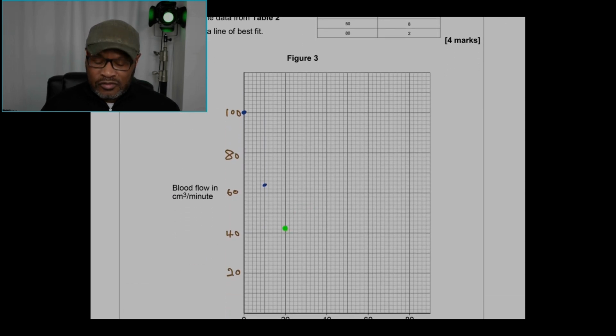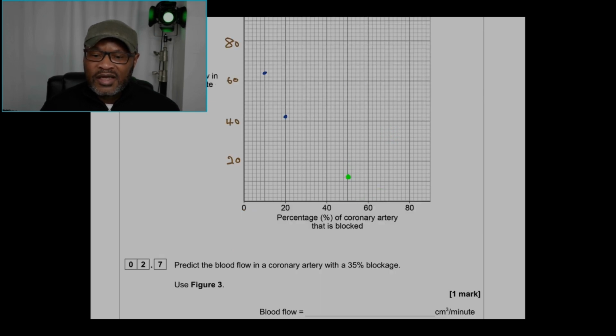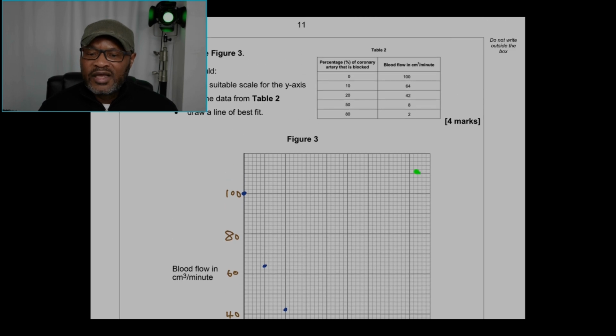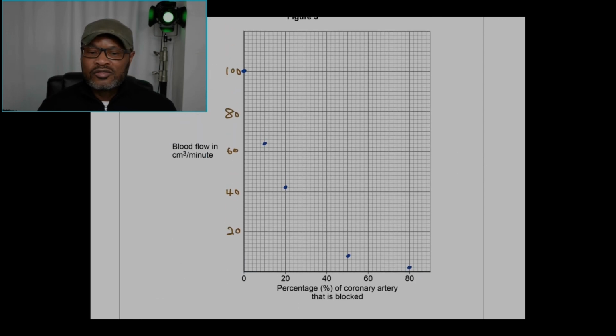So that's 42. When it is 50, it is 8. For 50 and 8 is here. When it's 80, we have 2. So that's 82. Now what we need to do is join the points together in a nice curve. So that's what we expect to do.